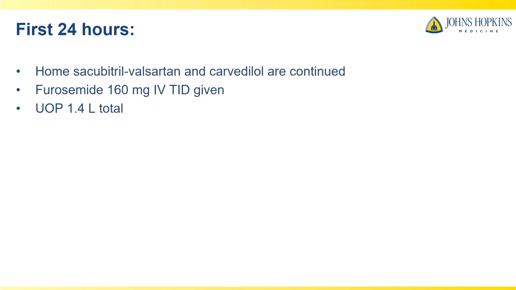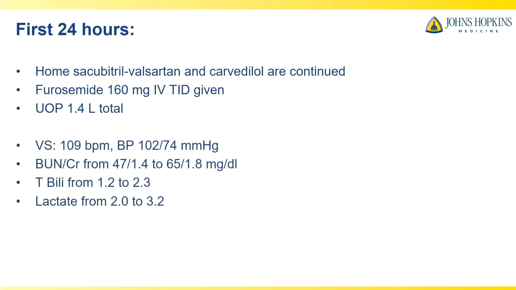And this is borne out in her first 24 hours, which is always very critical to these patients. She's basically sitting on the floor in shock, as we know. Unfortunately, her home medications are just continued. She's given boatloads of furosemide and only pees out 1.4 liters. And not surprisingly, vitals are about the same. BUN and creatinine start to escalate. T-bili is going up, lactate's going up.